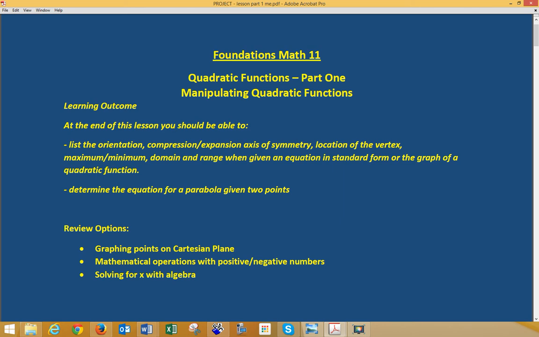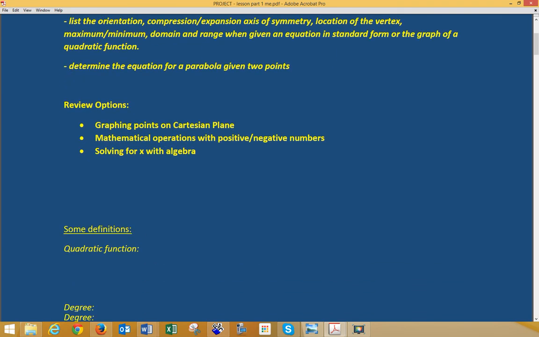Okay, so by the end of the lesson, you need to be able to determine a bunch of characteristics of a parabola given an equation, and also determine the equation for a parabola given 2 points. At the beginning of each lesson, I'll state what you need to be able to do by the end of it, and that is all that will be covered on the unit tests. So if you can go back and say, yes, I know how to do this, I know how to do that, then you will definitely be ready for your chapter test. Okay, so let's get started.